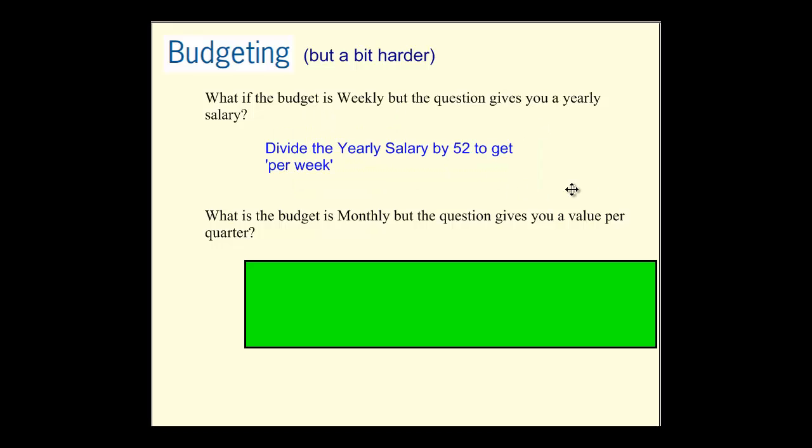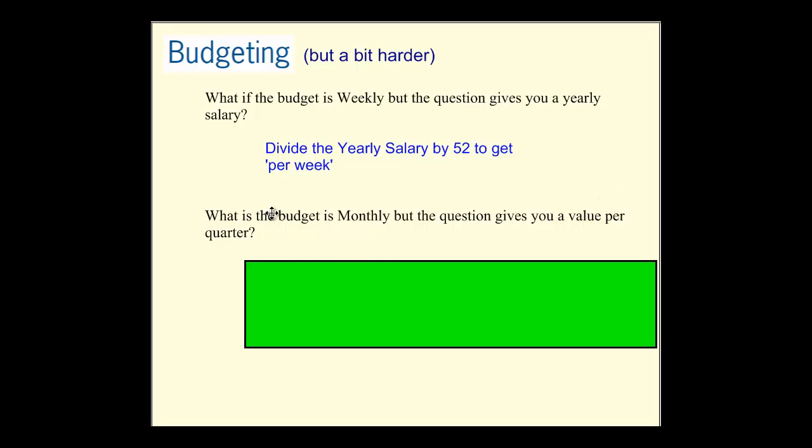You deal with that by dividing the yearly salary by 52 to get the per week value. The values you put into the budget need to match the period that the budget spans. So if it's a weekly budget, you're not entering fortnightly or monthly or yearly values, you're entering weekly values.